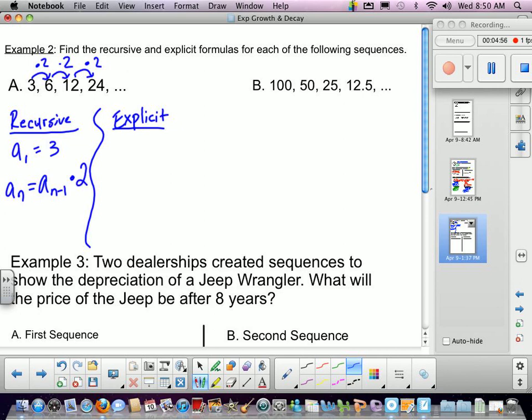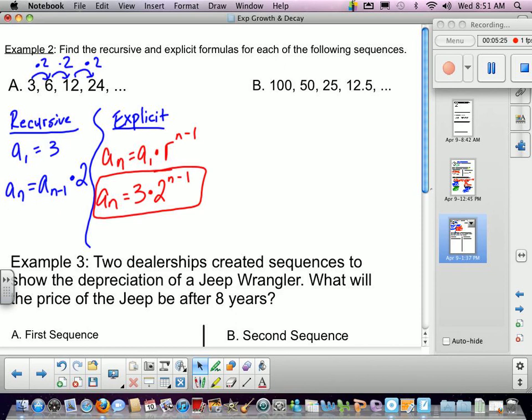We're just going to take the previous term and multiply by 2 to get the next term in the sequence. To get the explicit formula, it's a sub n is equal to a sub 1 times r to the n minus 1. So in this case, the starting value is 3, the common ratio is 2, and then we leave the exponent as n minus 1. So those are those two formulas.